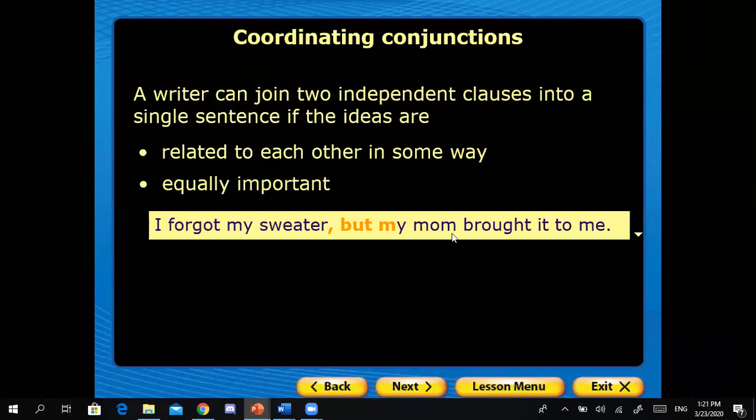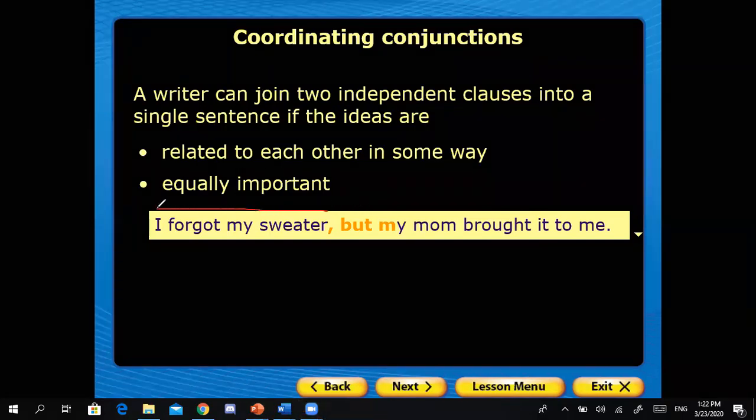I merged the two clauses together. Now they have become two clauses. Where are the two clauses that I have here? I forgot my sweater. My mom brought it to me. The first one, forgot my sweater, is one clause, right? This is an independent clause, like Aziz pointed out. And where is the other clause? My mom brought it to me.